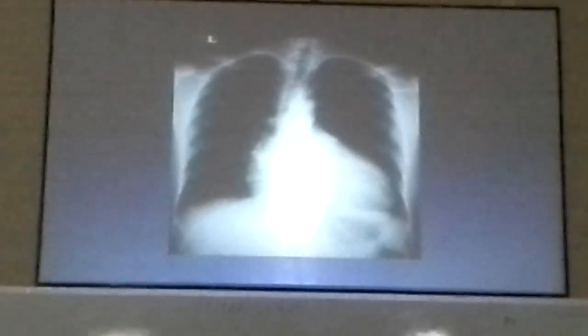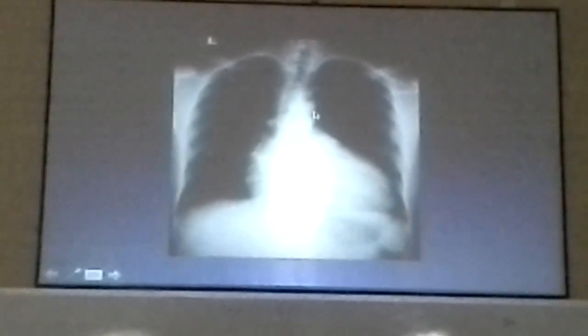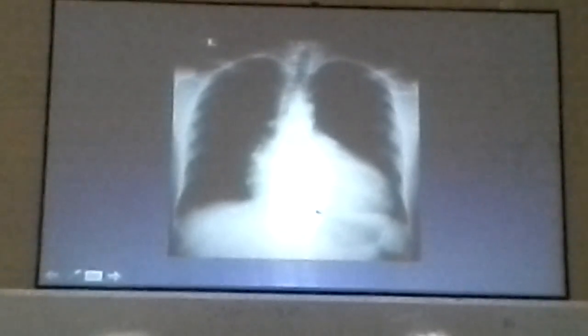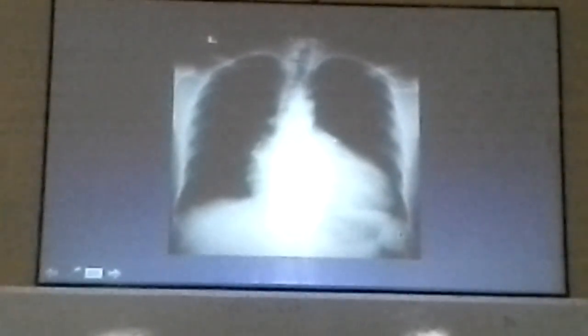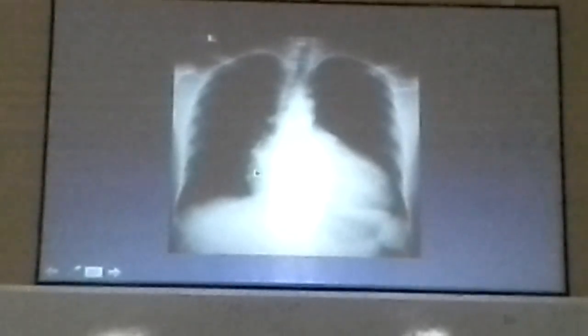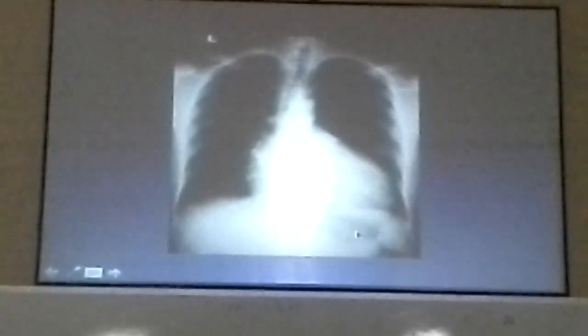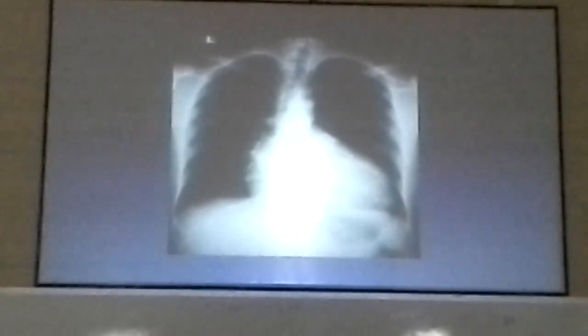Yes. Spot diagnosis. Cardiomegaly. Okay. Just cardiomegaly is sufficient. The heart size should be less than half of the diameter of the chest. If it is more than half of the diameter of the chest, there is cardiomegaly. Yes.